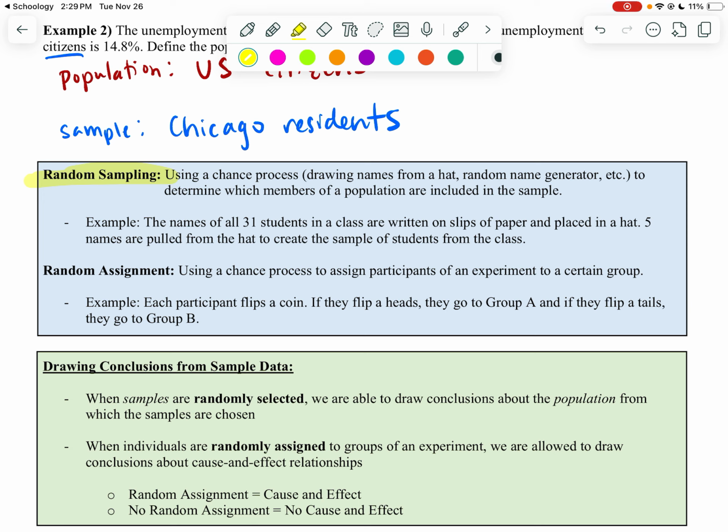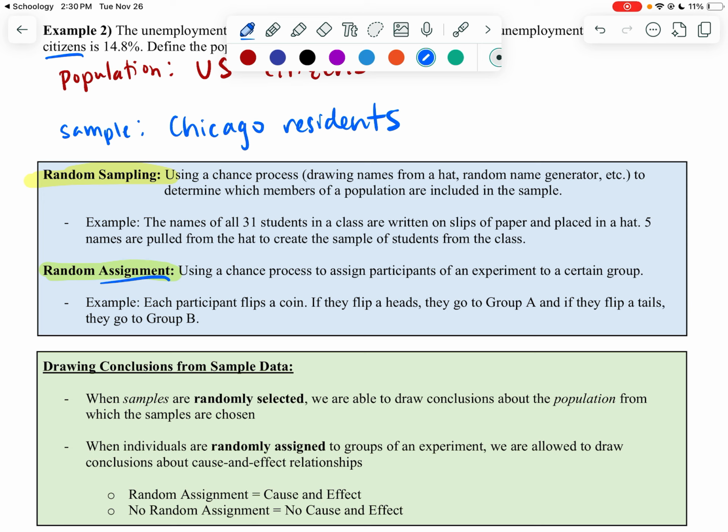Okay, so for an example, the names of all 31 students in a class are written on slips of paper, placed in a hat. 5 names are pulled from the hat to create this sample. Okay, so that's random. A random assignment is using a chance process to assign participants of an experiment to a certain group. So the word assignment is going to be important there.